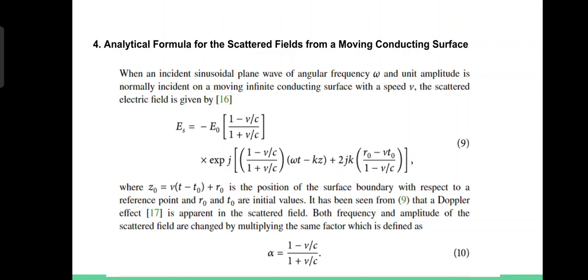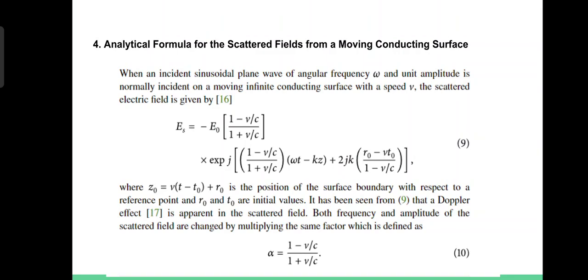Analytical formula for the scattered field for a moving conducting surface. When an incident sinusoidal plane wave of angular frequency omega and unit amplitude is normally incident on a moving infinite conducting surface with speed v, the scattered electric field is given by equation 16: E equals minus E0 times (1 minus v/c)/(1 plus v/c) times exponential j times (1 minus v/c)/(1 plus v/c) times omega t minus kz plus 2jk(z0 minus v t0)/(1 minus v/c).